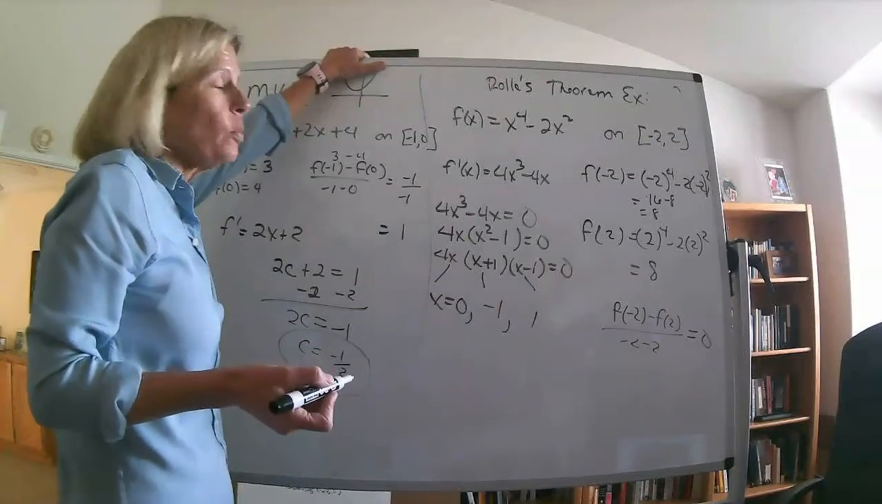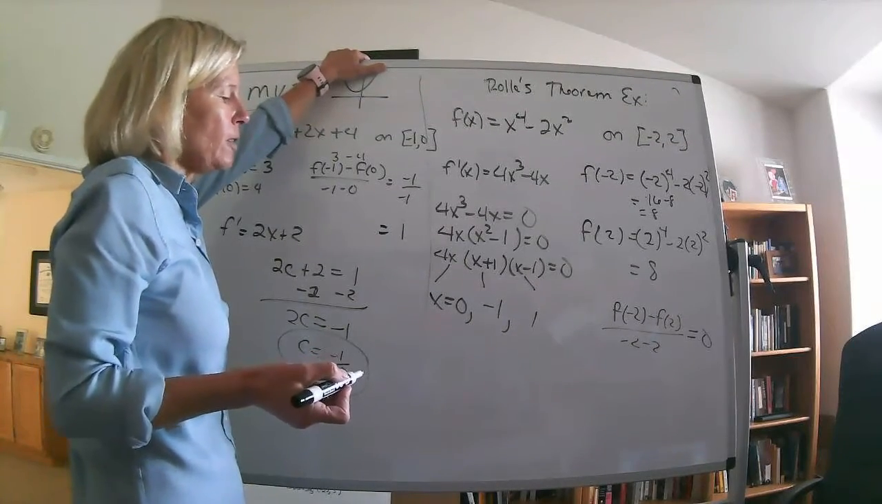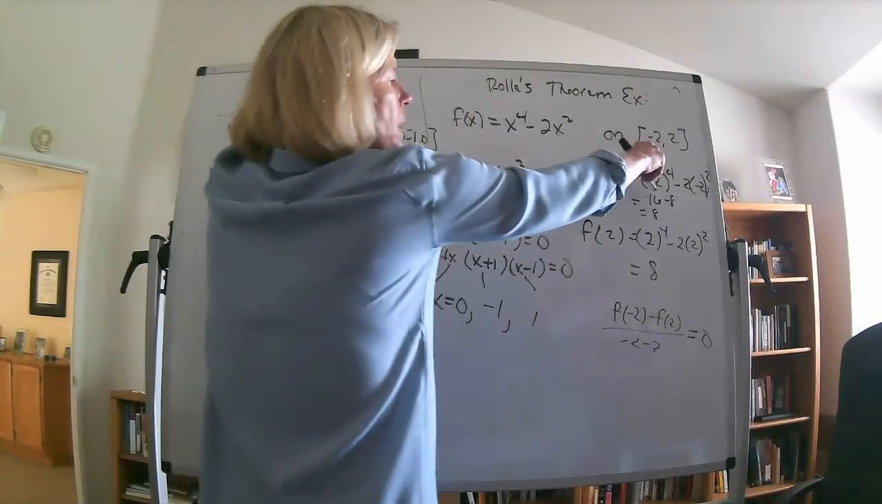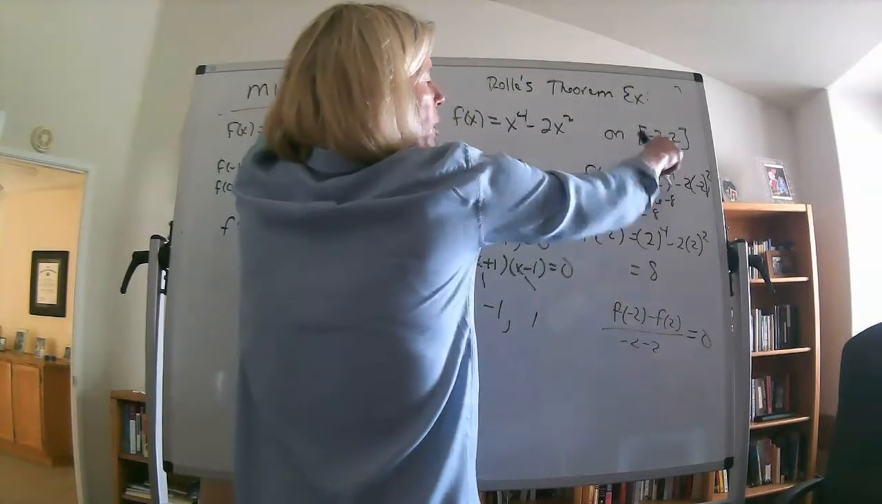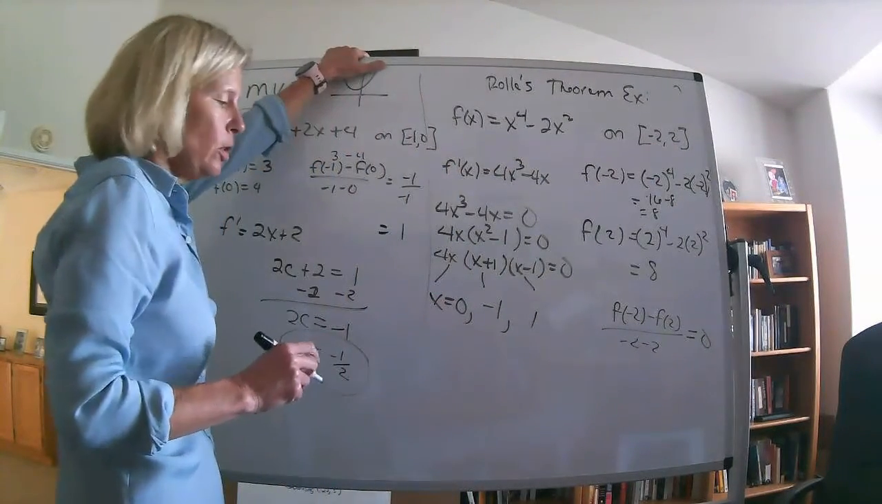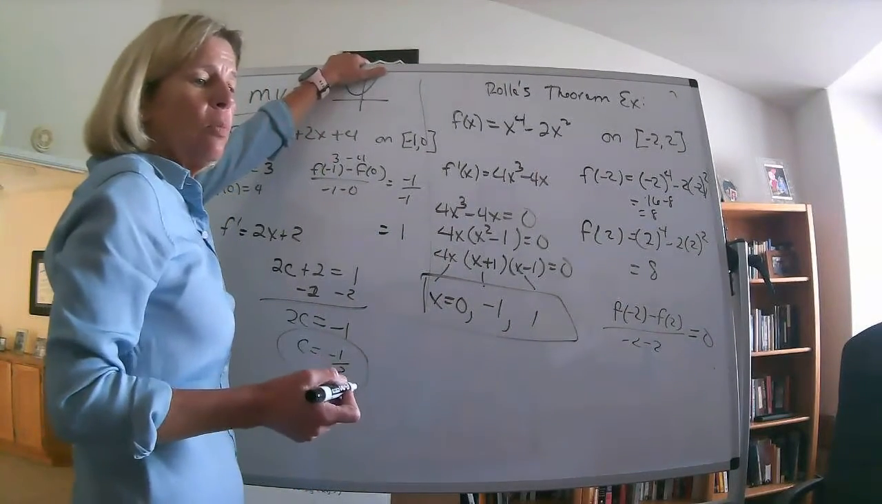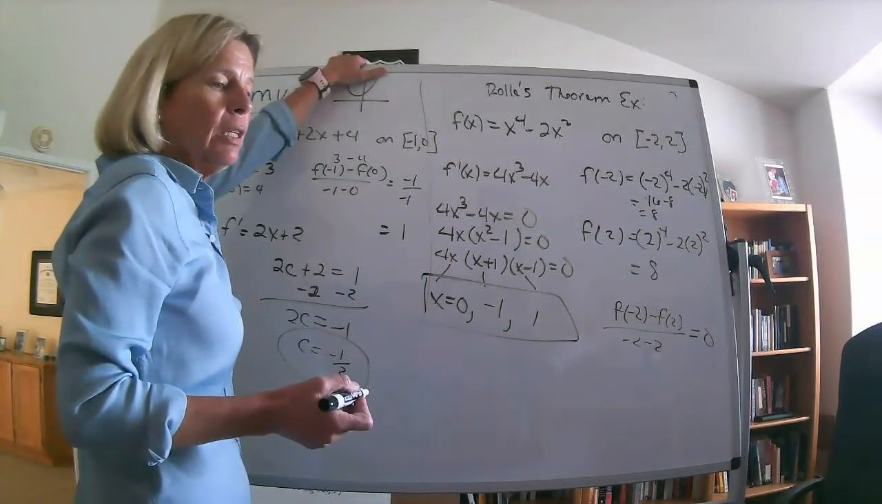So there's actually three places where Rolle's theorem is satisfied. The only thing I need to do is go back and check to see that all of those are in the interval -2 to 2. And they are. So now those are my three values guaranteed by Rolle.